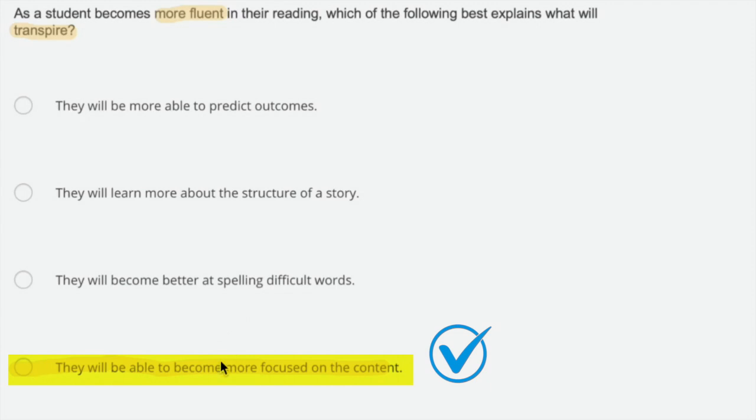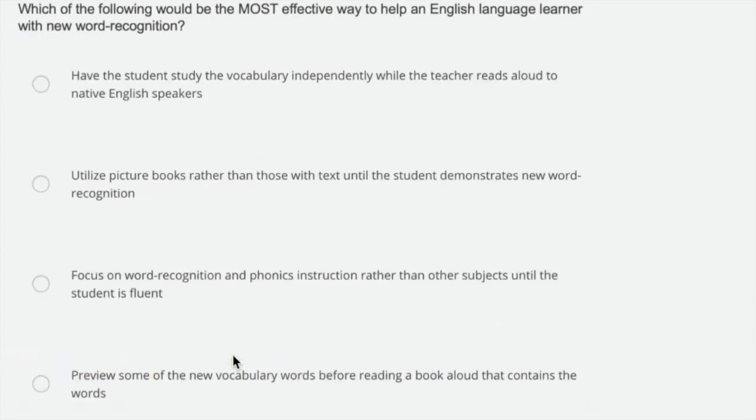For our next practice problem, it says which of the following would be the most effective way to help an English language learner with new word recognition? So again, we're going to highlight the key words of our question. We're looking for a way to help an English language learner. So we're looking for a technique or a strategy. Of course, very important to note that the student in question is an English language learner, so they are acquiring a new language, and specifically we're looking at their ability to recognize new words.